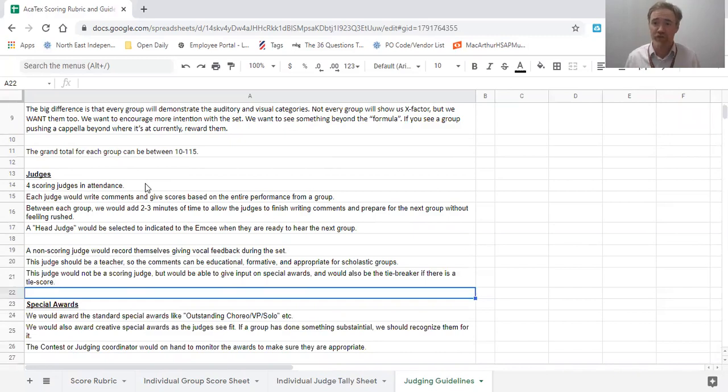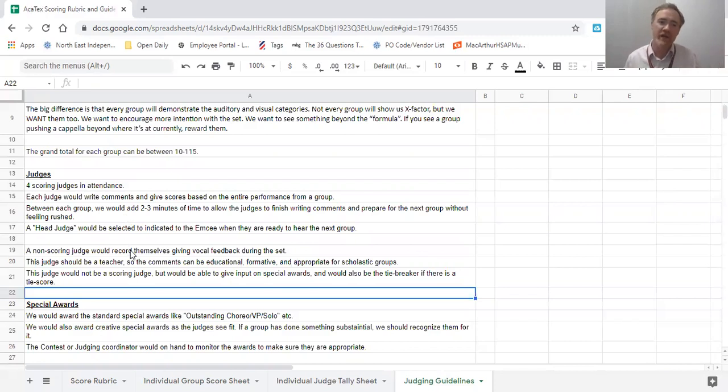There will be 4 judges in attendance that are scoring. They'll give comments, they'll give scores. Each judge will have about 2 to 3 minutes between the groups to finish their comments up, to finish articulating what they need to so they aren't rushed. The head judge would then indicate to the MC, we are ready. The next group would be ready backstage and would come roaring out, and here we go.